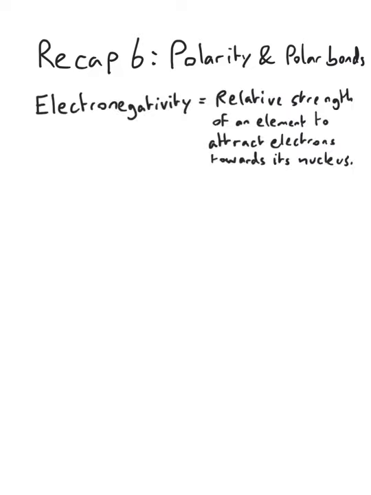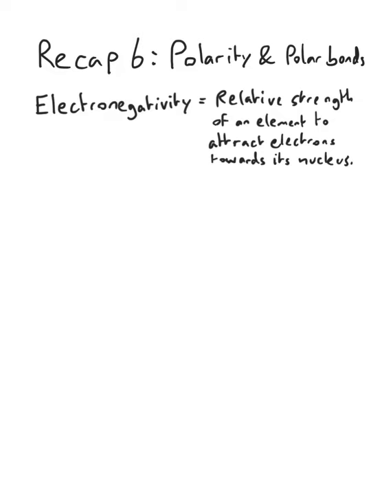This video is about polarity and polar bonds. We can't discuss polarity and polar bonds without first starting with electronegativity. Electronegativity is a relative value of how strongly an element attracts electrons towards itself. So the highest electronegative element, fluorine, pulls electrons towards itself more strongly than the second most electronegative element, oxygen, and so on. Well, why is this important?